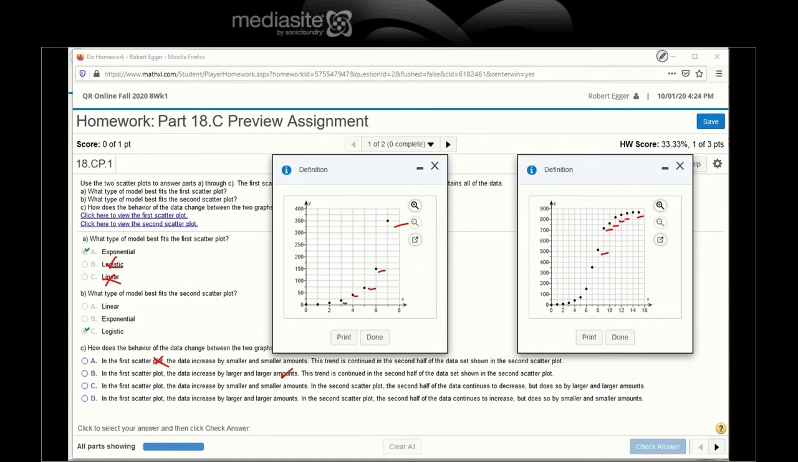In the first scatter plot, this is not true. In the first scatter plot, the data increased by larger and larger amounts. In the second scatter plot, the second half, the data continues to increase, but does so by smaller and smaller amounts. So yes, it does continue to increase, but at a lesser and lesser rate. So definitely D.